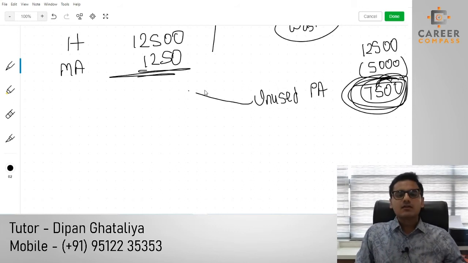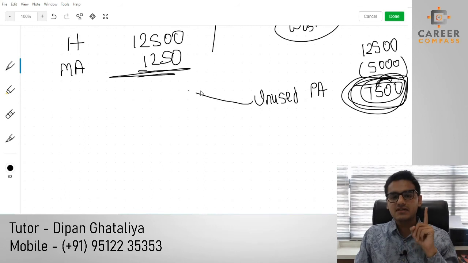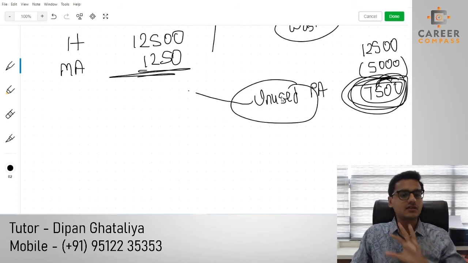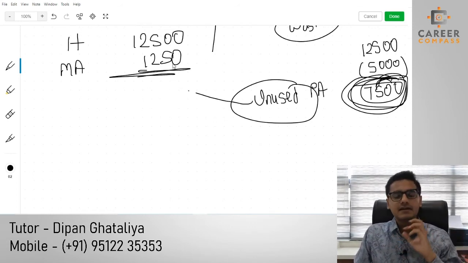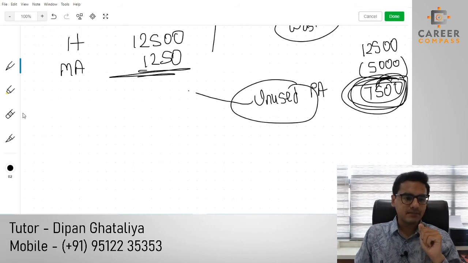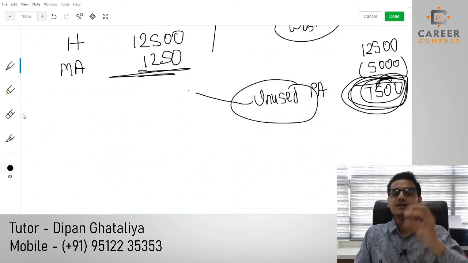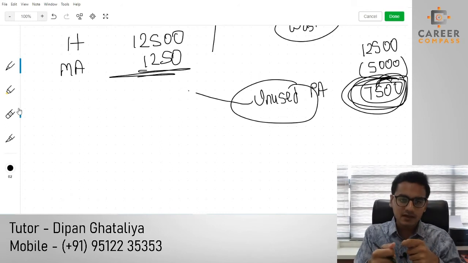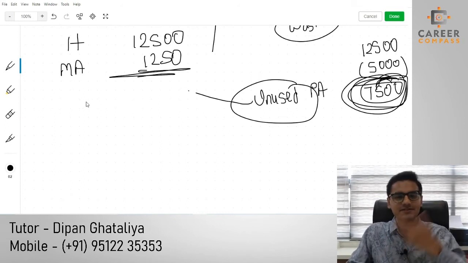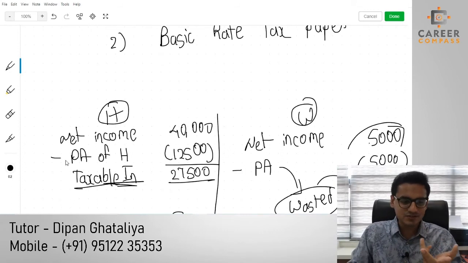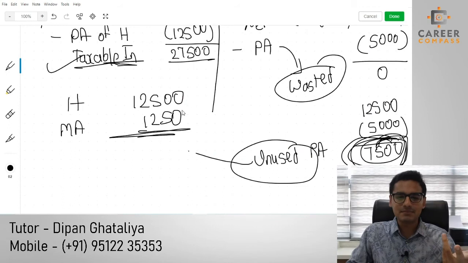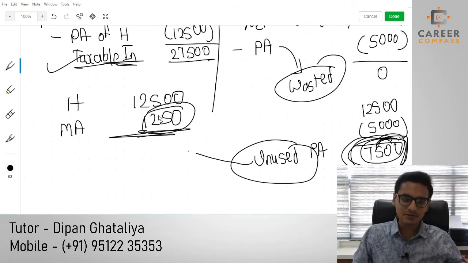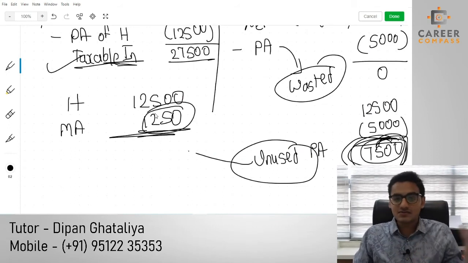Okay, so that is the second rule, students: any unused amount cannot be transferred. The maximum limit is 1250. Now students, the third rule, or the third twist, is coming into the picture. The first twist was that the taxable income should be considered and not the net income. The second twist was that the maximum marriage allowance is 1250, right? That you cannot transfer any amount.